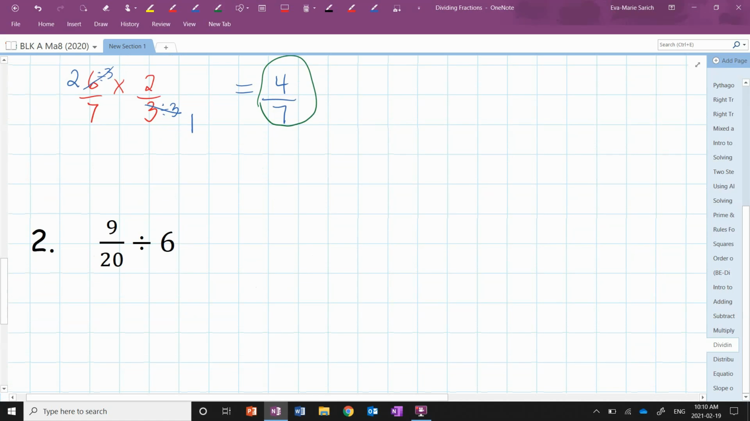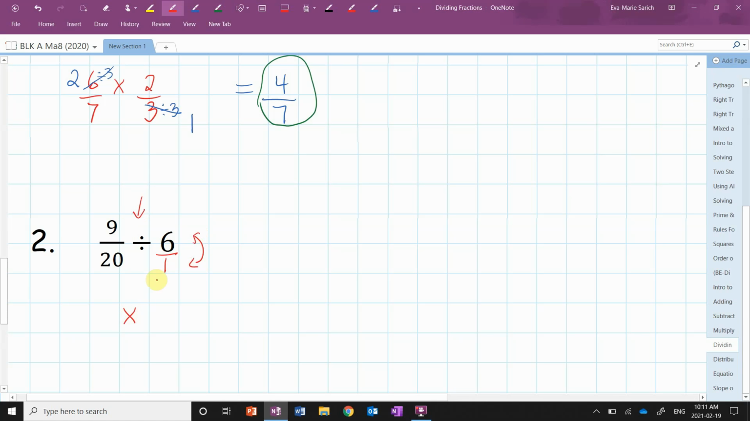Okay, let's look at a second question. Now, this is a whole number. It needs to be turned into a fraction before we can do anything. Remember, whole numbers become fractions by putting it over 1. So turn it into its improper form first, right? We have to get rid of whole numbers. Now, the next step, once we've got rid of the whole numbers, is to turn it into a multiply and flip.